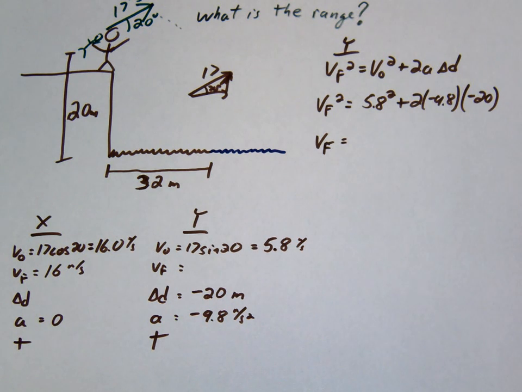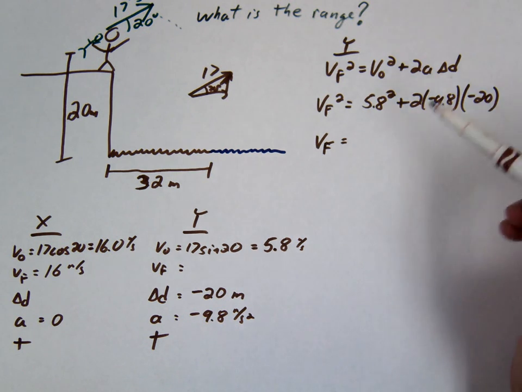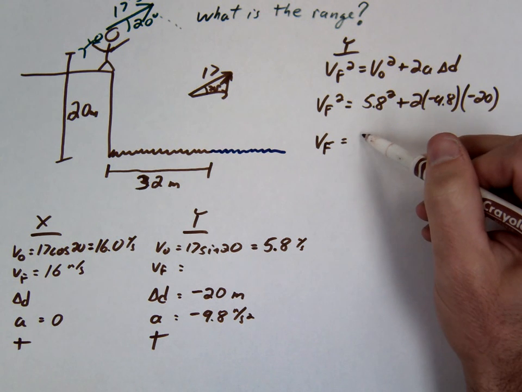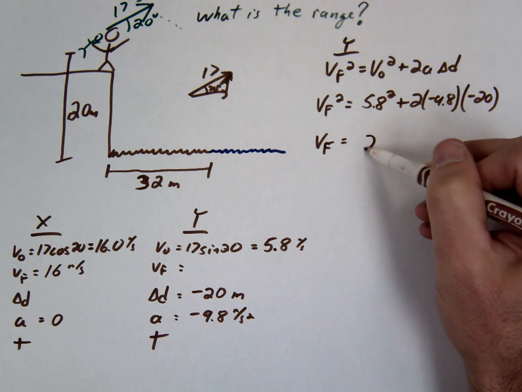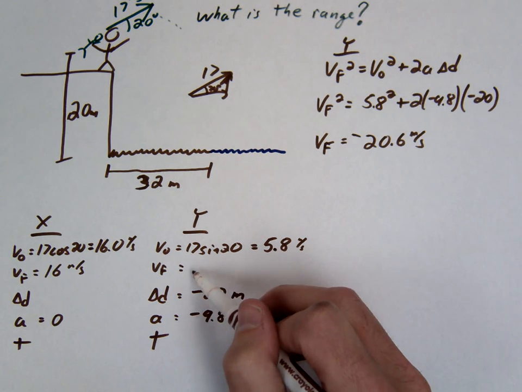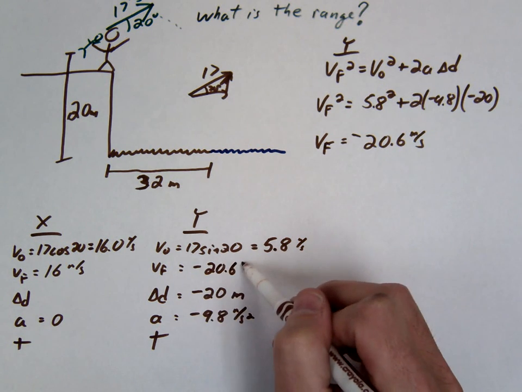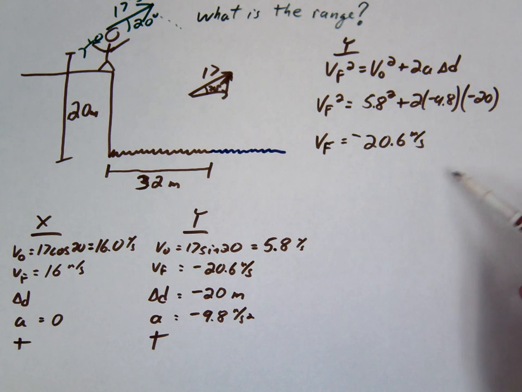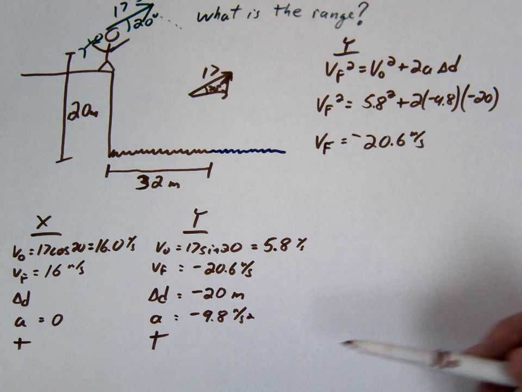All right, someone help me out. What are you getting for VF if you do this? How much? 20.6? Plus or minus? What's the actual answer? Negative. Why is it negative? So it's going down. Is this number being confirmed? I got that. Negative 20.6? Okay. All right, now we're going to go ahead and find the time.